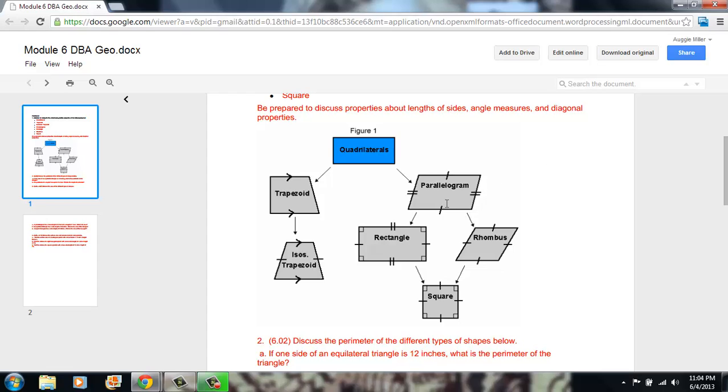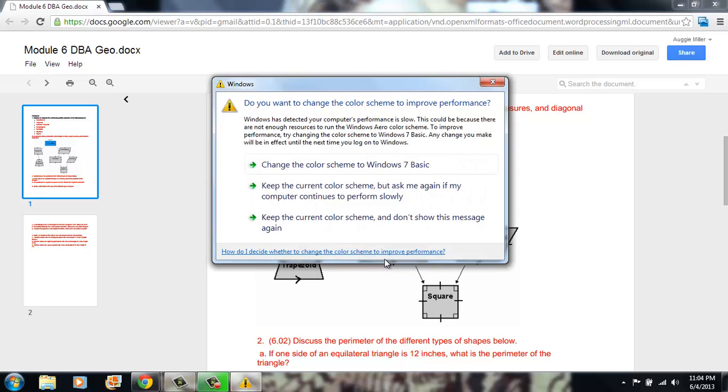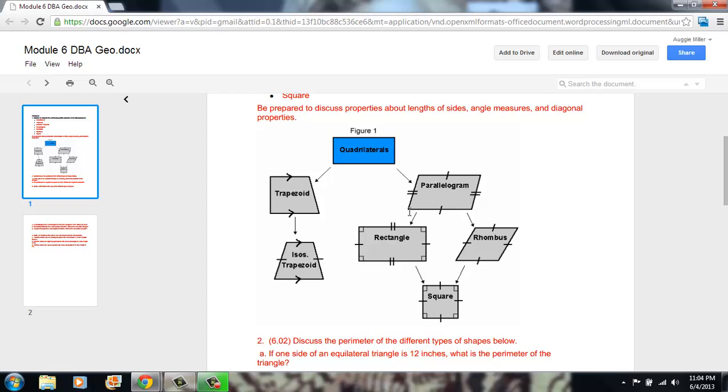Now, parallelogram is a four-sided figure where both pairs of opposing sides are parallel and both pairs of opposing sides are congruent to one another. A rectangle is a four-sided figure where both pairs of opposite sides are parallel and both pairs of opposite sides are congruent to one another, and there are four right angles.